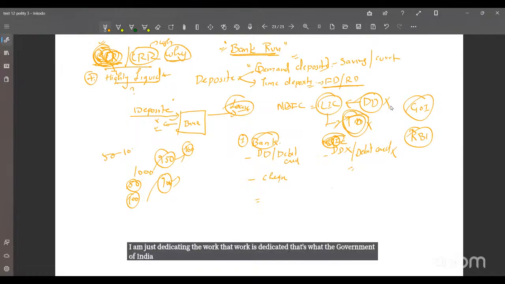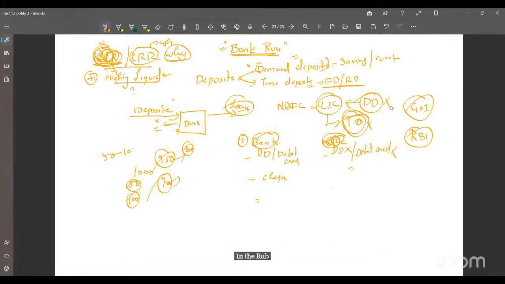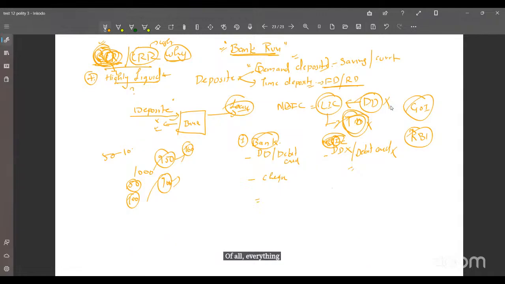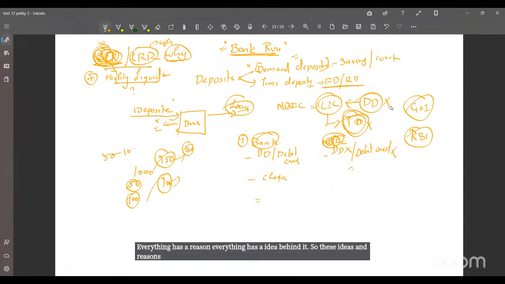Do you understand? That is what it tells you. It says, I can print the 1 rupee note, and I can print any rupee coin, but since I have other work, the RBI has been entrusted with printing notes and circulating them. So it has kept it as a mark of power that the 1 rupee note is printed by the government of India. Are you getting the point? So everything has a reason, everything has an idea behind it. These ideas and reasons have to be internalized, and that's how you have to learn the subject. This is how the economy is learned.